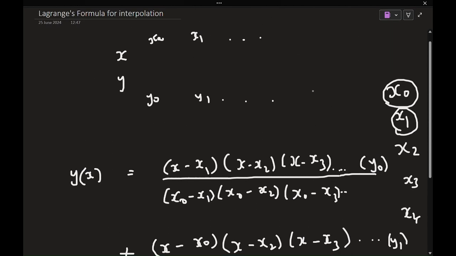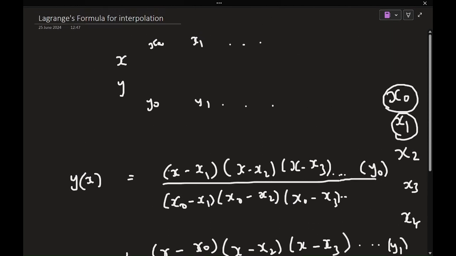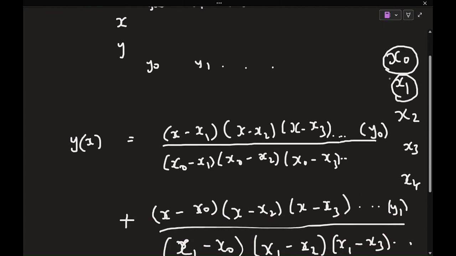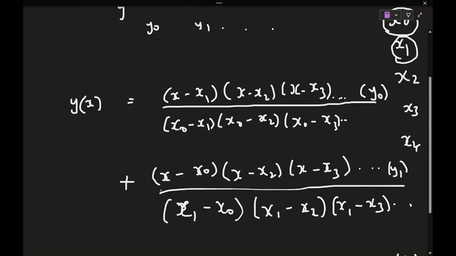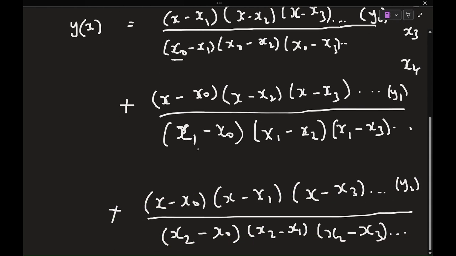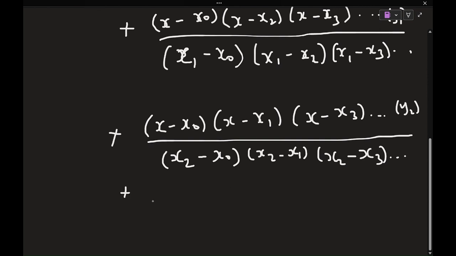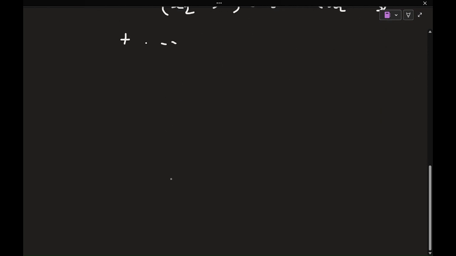Basically, for the first term, you neglect x0, so you start with x minus x1. For the second set of terms, you neglect x1, so you start with x minus x0. You won't write x minus x1. You will go directly to x minus x2. And the denominator will be the term which you neglect minus every other term. So here I'm neglecting x0, so x0 minus x1, x1 minus x0, x2 minus x0, and so on. This is Lagrange's formula. Now we'll do a question.